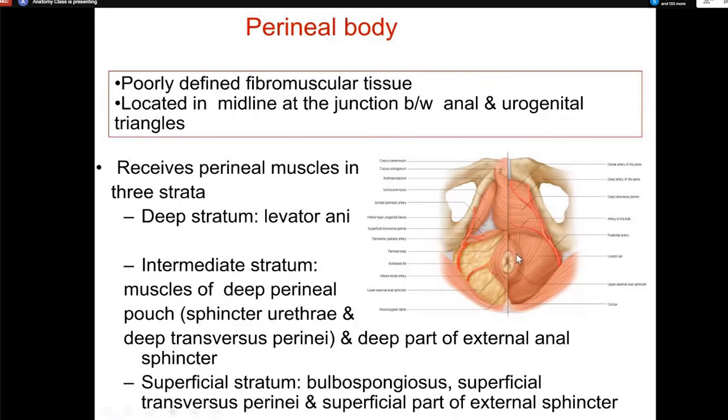Now you can remember it in this way also, no need to remember layer-wise. You have to name the muscles which are attached to the perineal body. One is the external anal sphincter. Next we have the superficial transverse perineal muscle and the deep transverse perineal muscle. Next, the levator ani, then the bulbospongiosus, then we have the sphincter urethrae. So these are the muscles which will be attached to the perineal body.